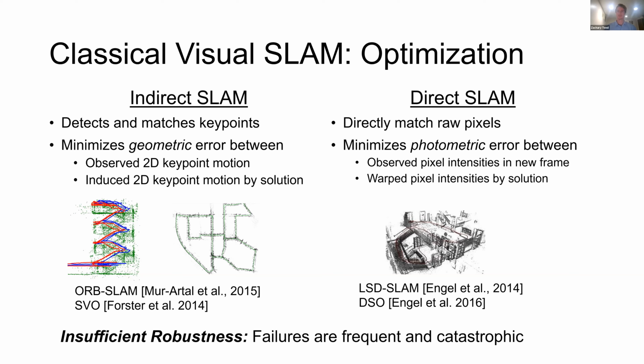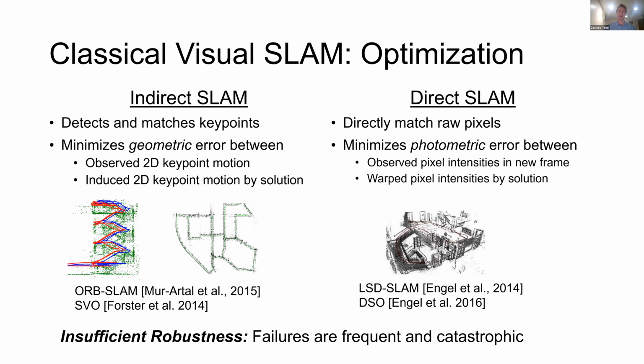Direct SLAM takes a different approach, and it actually directly models the image formation process. So instead of minimizing this geometric reprojection error, it minimizes a photometric error. And this is typically computed by warping pixels from one frame onto the other, and then computing the difference between raw pixel intensities. Some examples of direct SLAM systems are LSD SLAM and Direct Sparse Odometry. And these systems have been producing really good results. And when they work, they typically work very well.